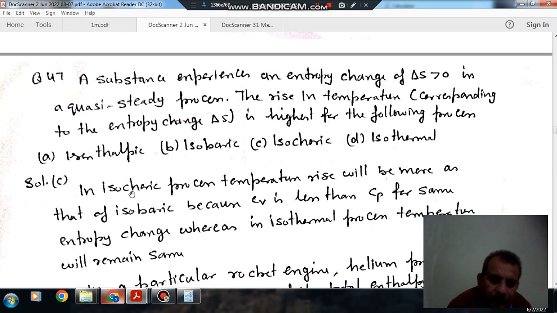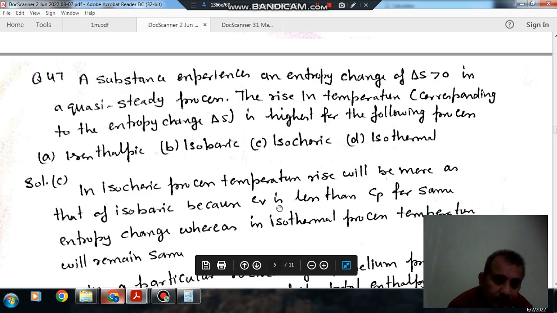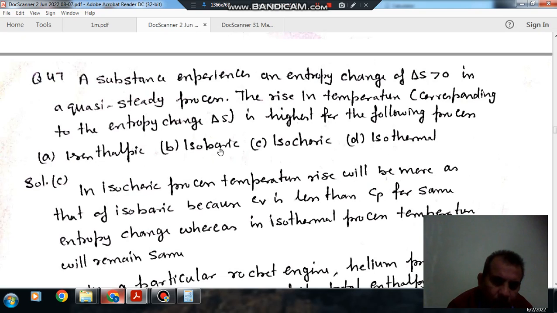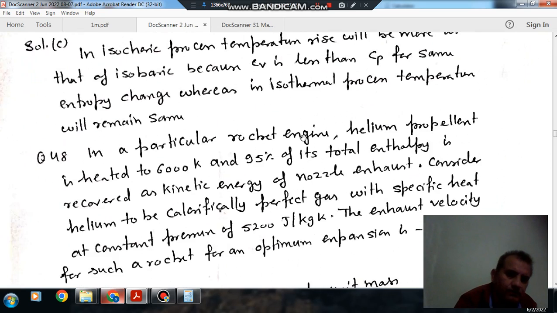In an isochoric process, the temperature rise will be more as compared to an isobaric process because CV is less, for the same heat supply, for the same entropy change. Whereas in an isothermal process the temperature will remain the same. So this is not the option, and this is also not the option. So the answer will be either B or C, and it should be the isochoric process, because CV is less than CP, so for the same entropy change the temperature rise will be more for the isochoric process. So the answer is option C.